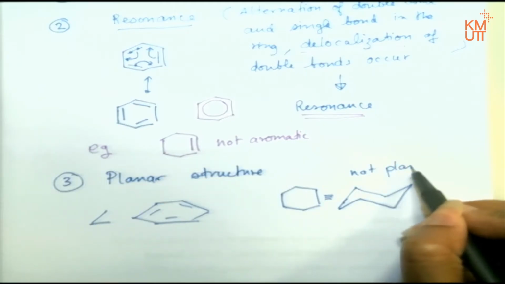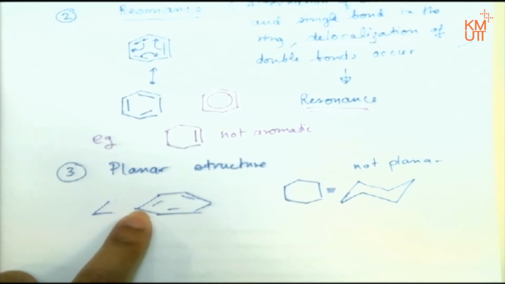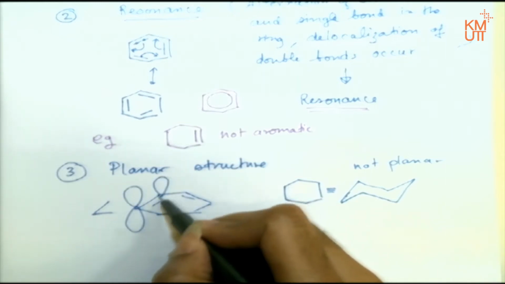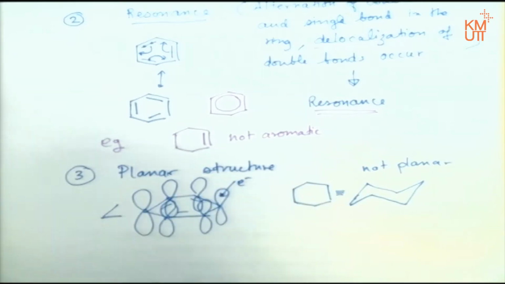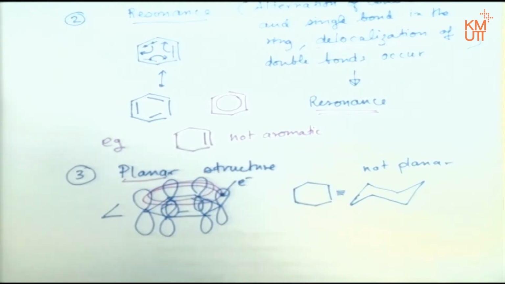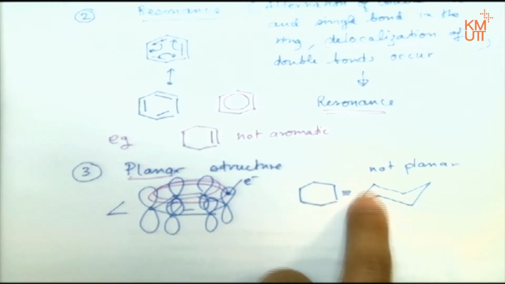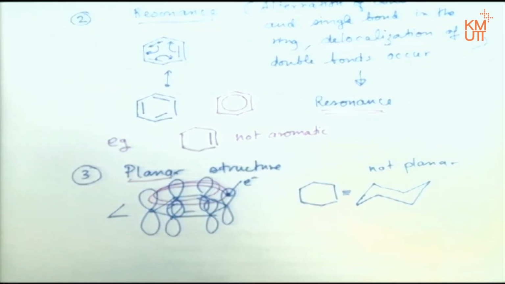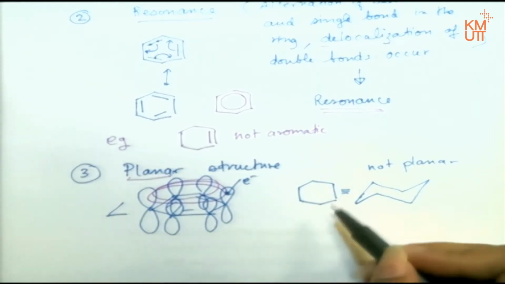It's not planar. But benzene is. That's why in benzene, electrons can delocalize around the ring, because you have the same plane of orbitals. This is the pi orbital of the carbon. Orbital means where the electrons are. So electrons can just move around the ring because this is a planar structure. But in the case of cyclohexane, the six carbons are not on the same symmetric plane, so the orbitals of the carbons are not on the same plane either. That's why electrons cannot move around on cyclohexane. This one is not aromatic.